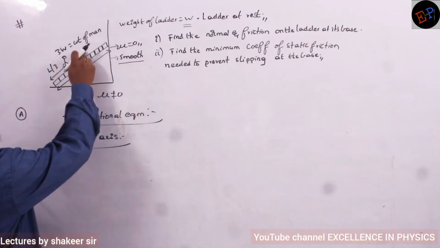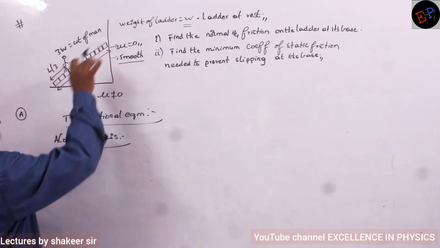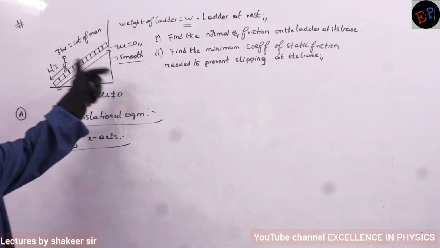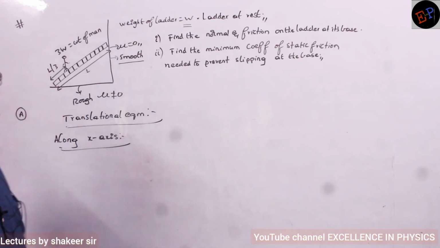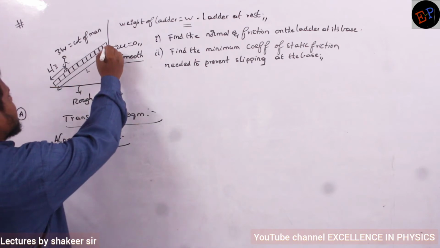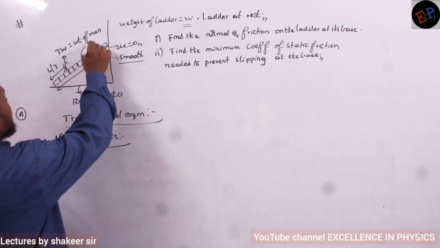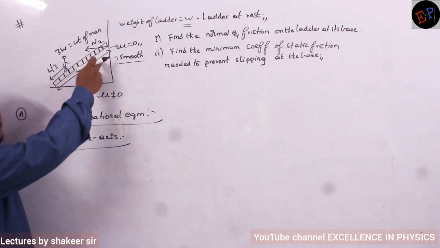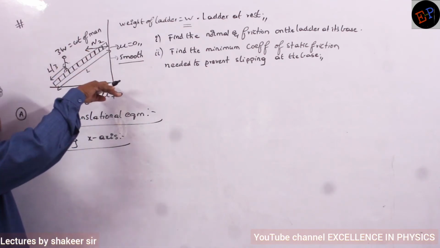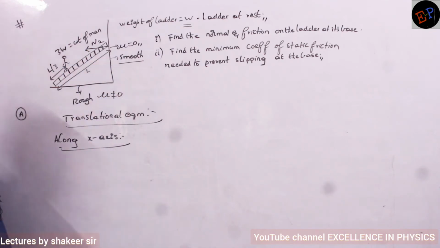See here, ladder will be pushing this wall. Ladder will be pushing the wall. Then what will the wall do? Wall will give a normal reaction. Clear? So let us call that normal reaction N1, N2, anything. How did I get this normal reaction? Because ladder will be pushing the wall, wall will give a normal reaction. Clear?